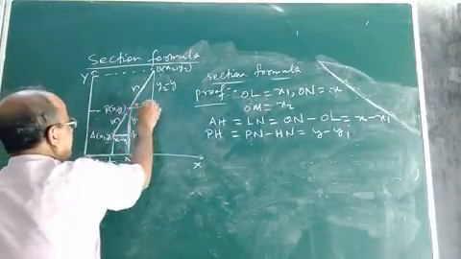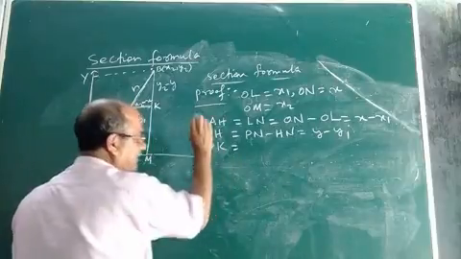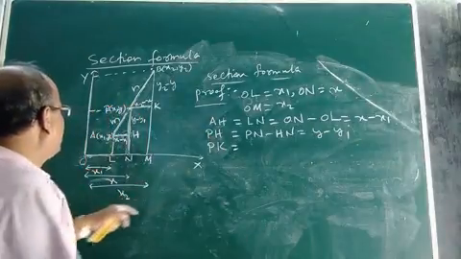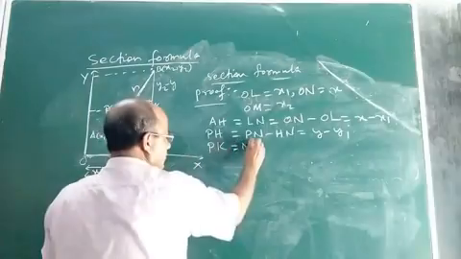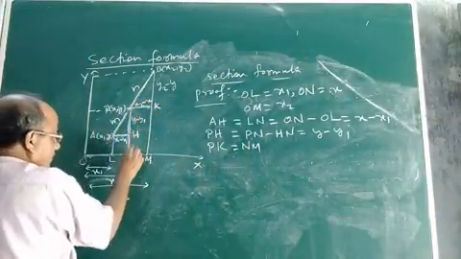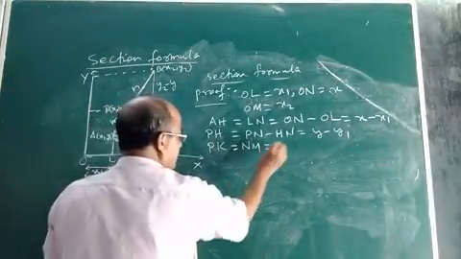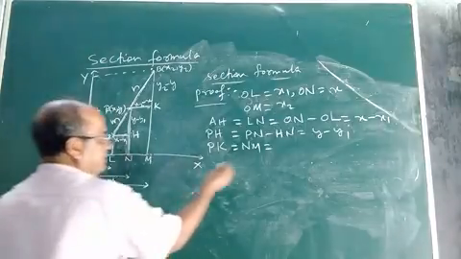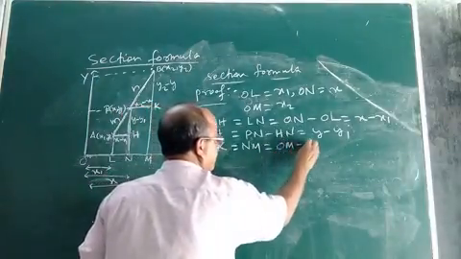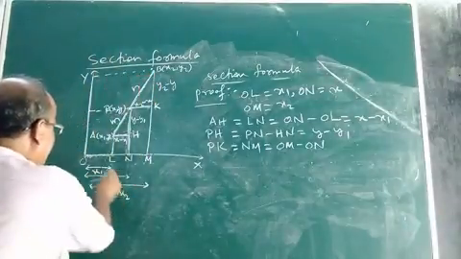Next you find the length of PK. Now see, PK will be equal to Nm. Look at the figure. PK will be equal to Nm. And how to get Nm? Nm will be equal to Om minus On, from the figure. Om minus On.